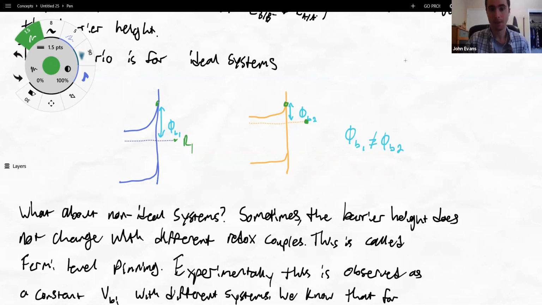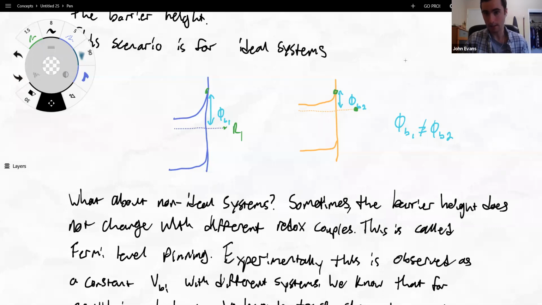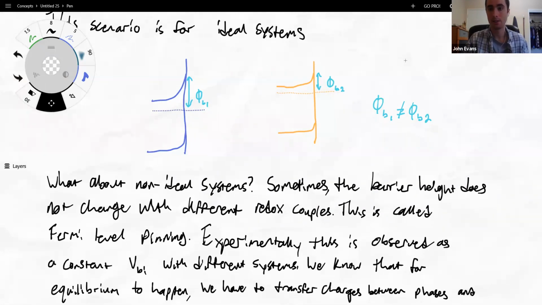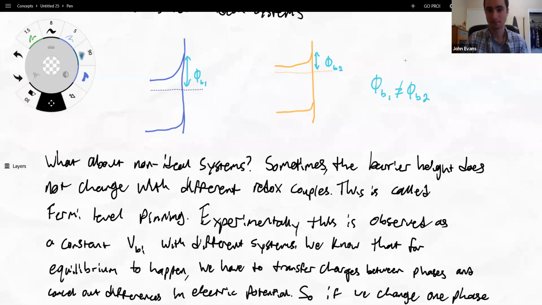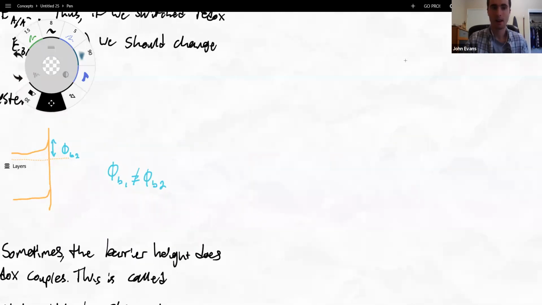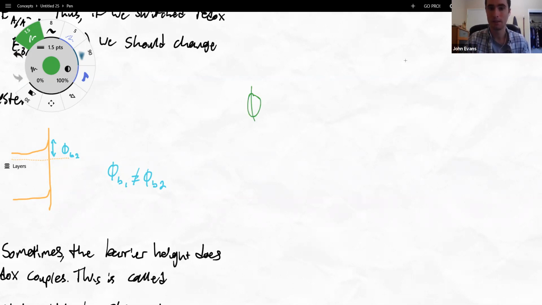However, that doesn't always happen. That is for an ideal system. There are cases where you will change your redox species in solution and you do not change your barrier height. It's called Fermi level pinning. And the way that you would tell, obviously it's very difficult to just outright measure the barrier height of a solution, so what happens is you measure the VBI, right? And recall the barrier height is going to be equal to VBI plus V of n, which is a constant, right?